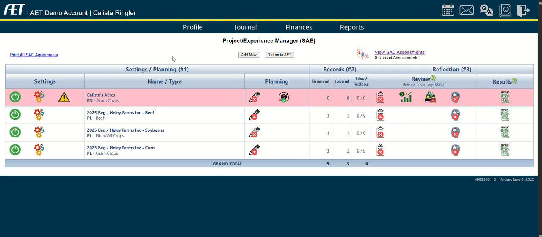All right, so hopefully at this point you've set up your SAE as an ownership SAE or entrepreneurship. You have gone through and done your planning, set out a budget for the year, and have started to record your starting inventory. So once you've done that, you can go ahead and start going into financing and journaling.